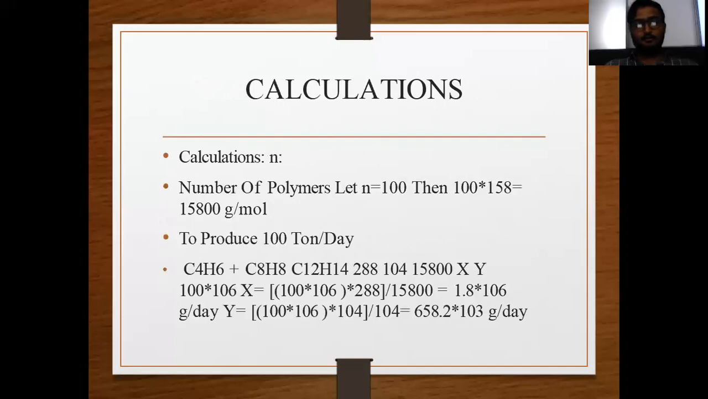Calculation. Number of polymers, let n be 100, then 100 into 158 is 15,800 grams per kilomole, where 158 is the molecular weight. To produce 100 tons per day, with C4H6, C8H8, and C12H14, after this calculation the amount of polymer is 658.2 into 10^3 grams per day.